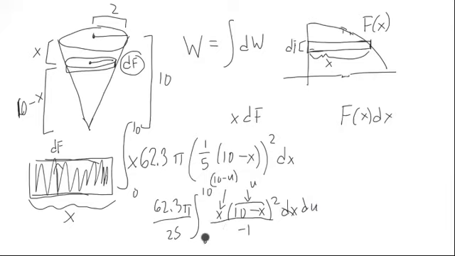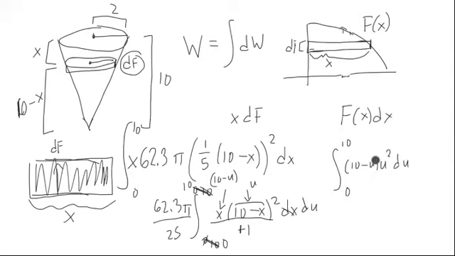But then the bounds also change. So when x is 0, that means u would be 10. And when x is 10, u would be 0. But because I could make this a positive, which would bring me back again to 0 to 10, just like I liked. Sometimes I do things like that in order to help out with my integration. So this would be the integral from 0 to 10 of 10 minus u multiplied by u squared du. And then we'll multiply by that constant.